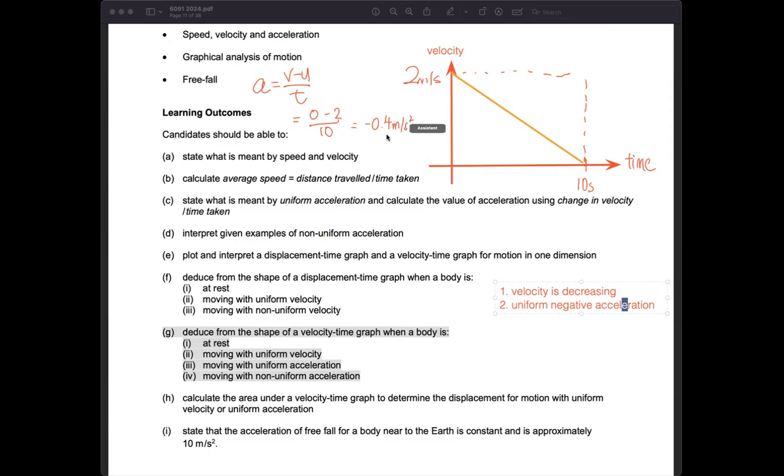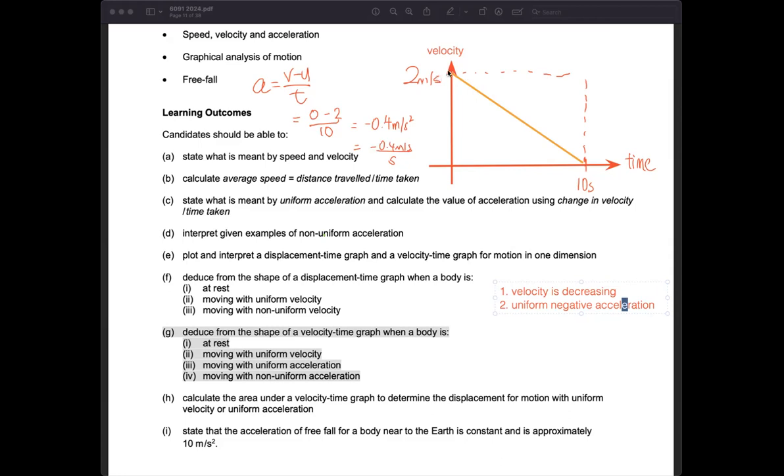So what does this value mean? How do I make sense of this value? This value means that every second, your velocity dropped by 0.4 meter per second. I repeat myself again. This means that every second, your velocity decreased by 0.4 meter per second. That's what acceleration means. When the graph is going up, it will be every second, your velocity increased by 0.4 meter per second. Are you clear about this?